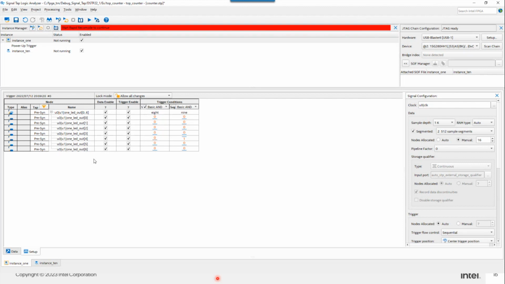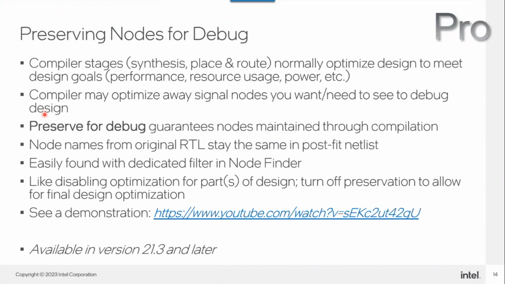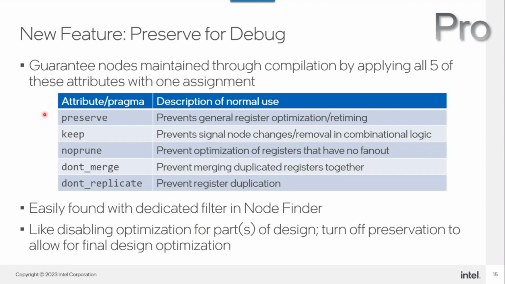Red ones indicate that you've done something that has made it so that signal is not available for some reason. Maybe you've changed it, maybe it was tapped previously and you changed the design, or you recompiled and it got optimized away. That's why, I didn't get a chance to talk about it. The preserve for debug option in Pro guarantees that nodes are preserved through the whole compilation flow, so you will not lose nodes in that way. But that's what the red means.